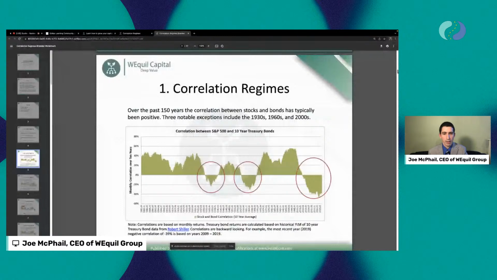Okay, let's jump straight to the exciting part, which is the charts. Here we have the correlation between the S&P 500 and 10-year Treasury bonds going back to 1881. The reason it's 1881 is because a 10-year time period is used to calculate that correlation, and this is a monthly correlation. If you run this calculation back to 1881, you can see there were some big changes in the general relationship between the S&P 500 and 10-year Treasury bonds.